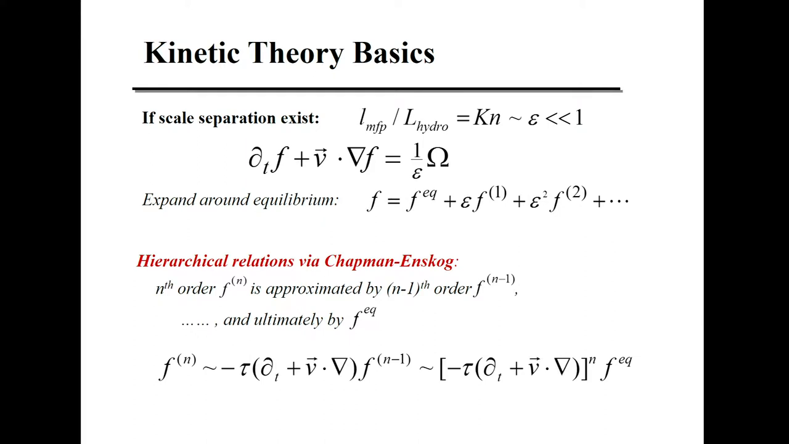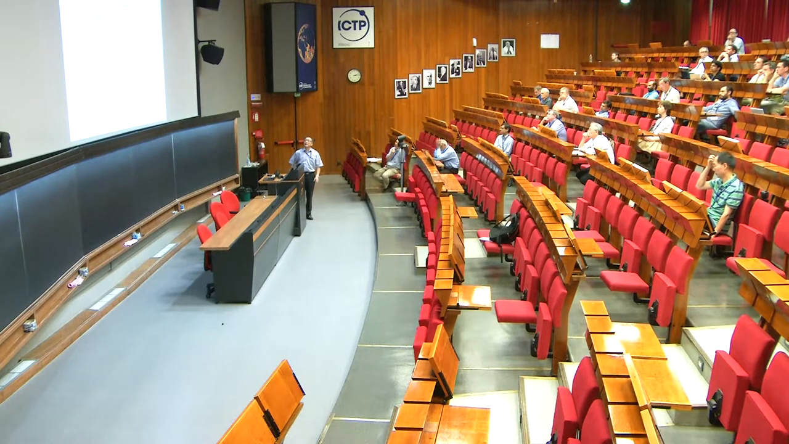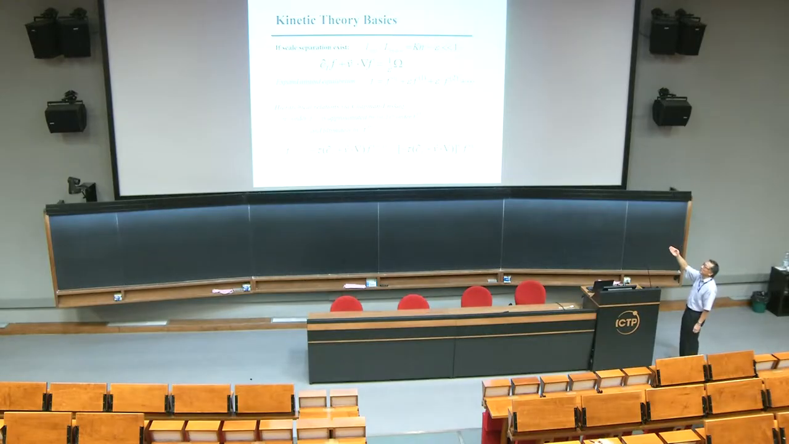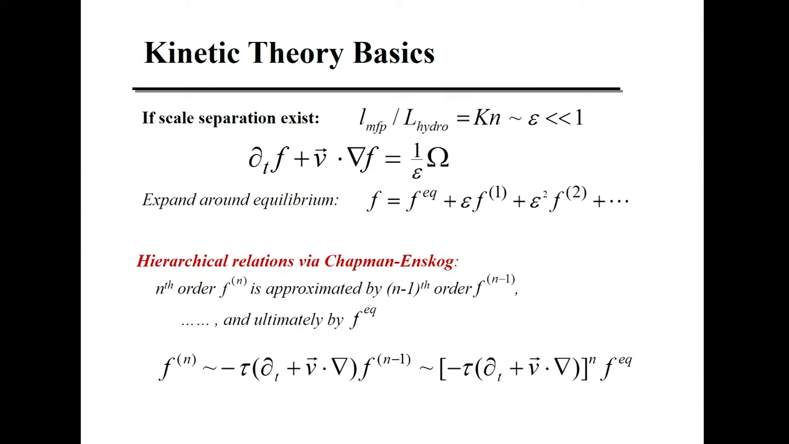If in a condition such that the microscopic interaction length scale, usually known as the mean free path, divided by the characteristic length scale of the fluid flow inhomogeneity is a small quantity, then we can introduce a small value on the right-hand side, representing that the collision process is a much faster process. Then we can do a standard perturbation analysis by expanding f around the equilibrium by a small deviation from equilibrium, f1 or some higher order deviation. That is described systematically by the so-called Chapman-Enskog expansion.